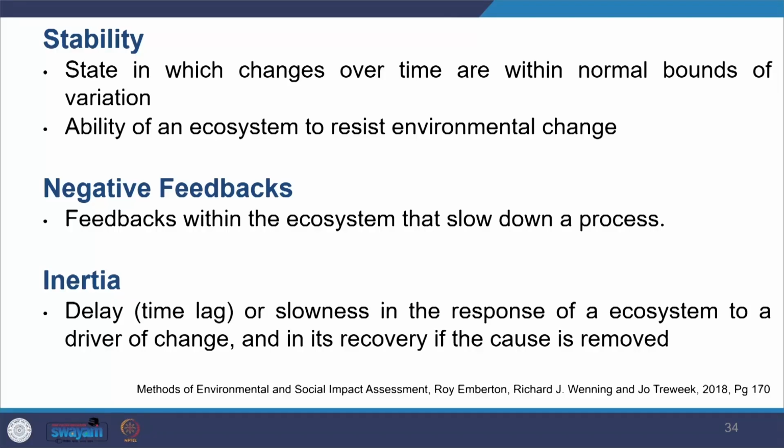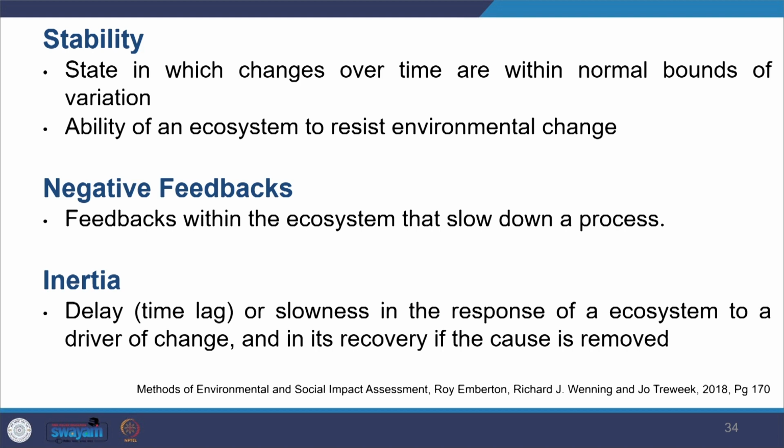So when we say stability, what do we mean by stability? By stability, we mean the state in which changes happen over time, and these changes are within normal bounds of variation. Those changes are happening, but within the normal range, so that they don't affect the stability of the environment, and it has the ability to resist any kind of environmental change. So any drastic change would not happen; it would cope within those variations.